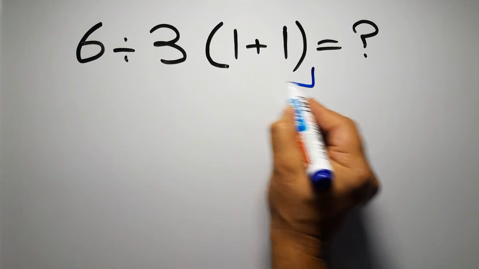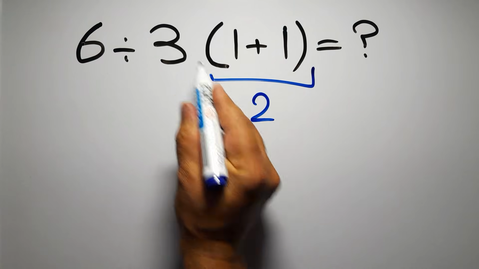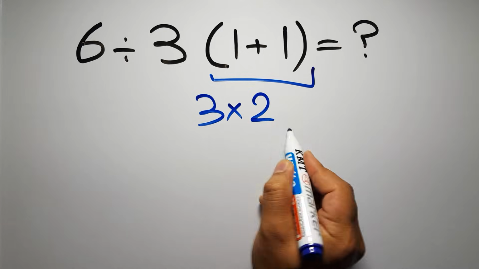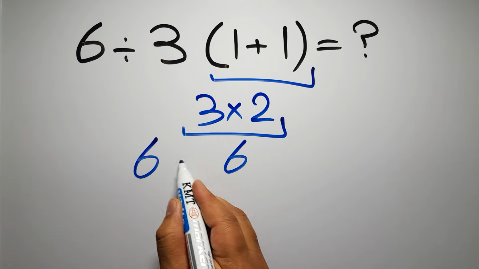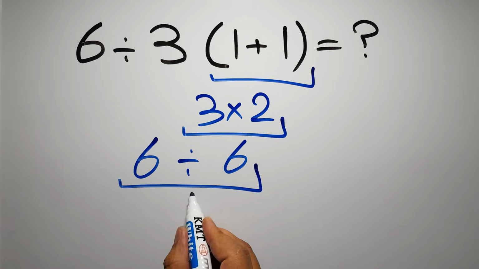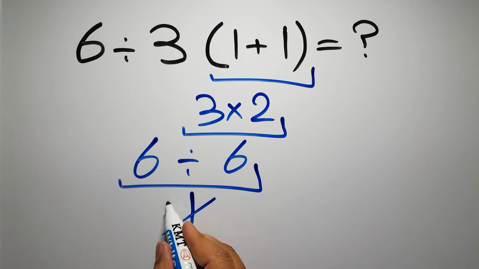1 plus 1 gives us 2. And 3 times 2 equals 6. So 6 divided by 6, which equals 1. But this answer is not correct.